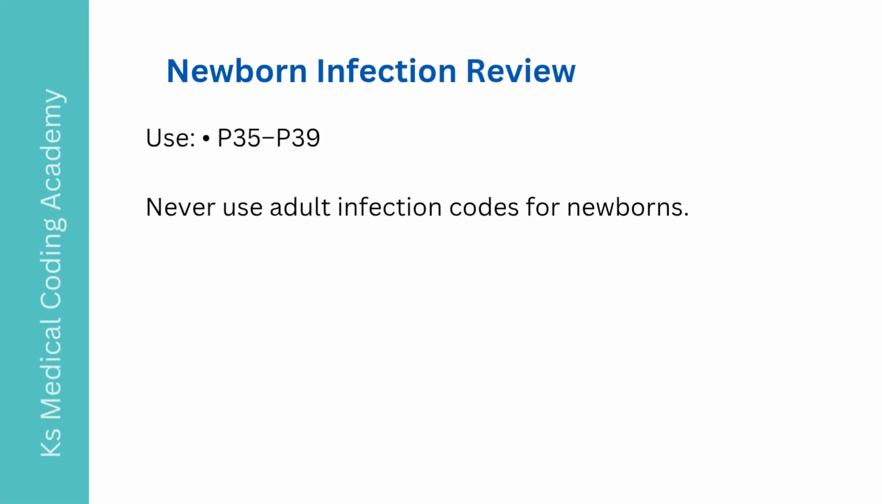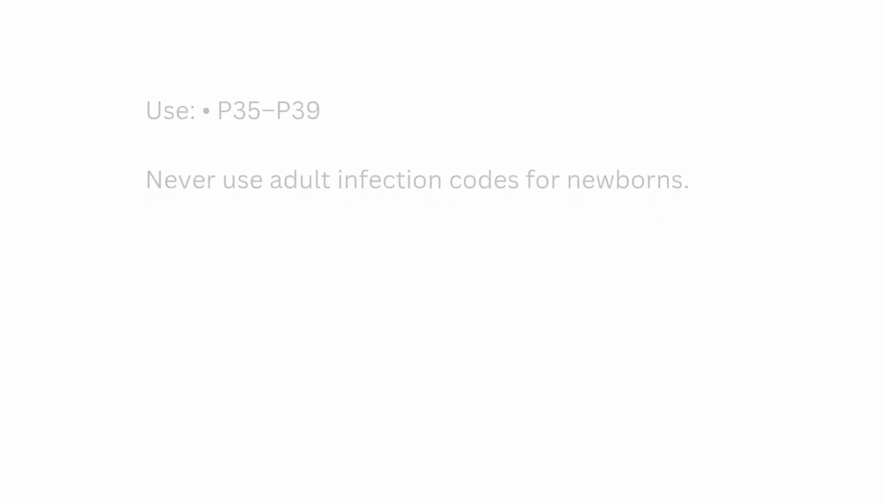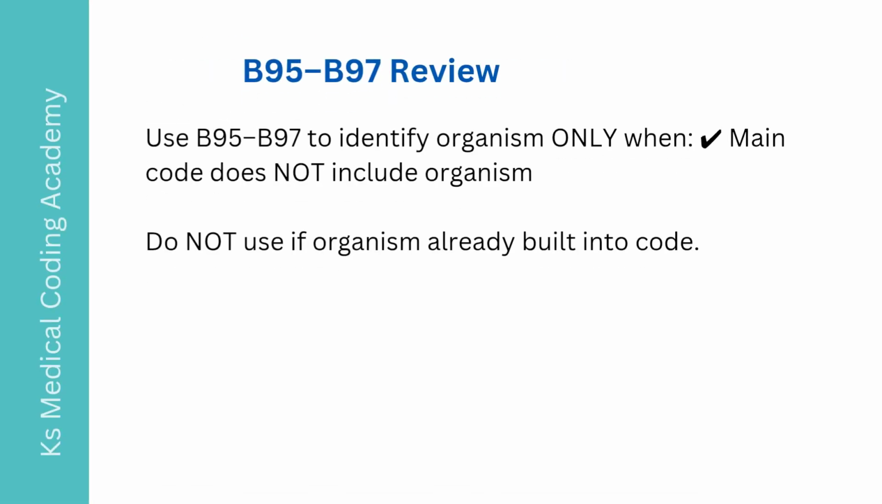Newborn infection review. Infections in newborns are coded from categories P35 through P39. Never use adult infection codes for newborn patients. B95-B97 review. Codes B95 through B97 are used to identify the infectious organism only when the main code does not already include the organism. Do not assign these codes when the organism is built into the diagnosis code.